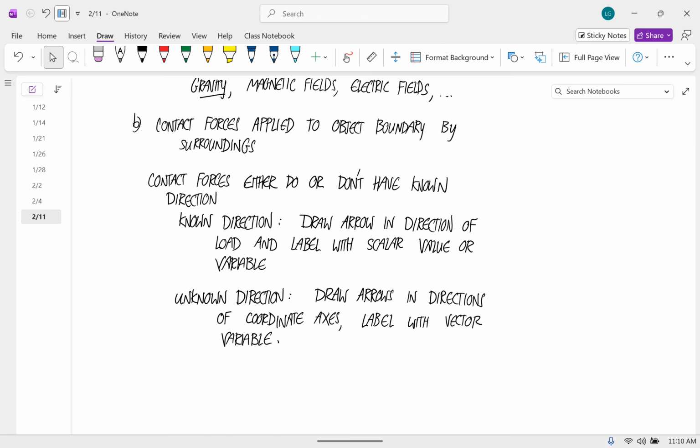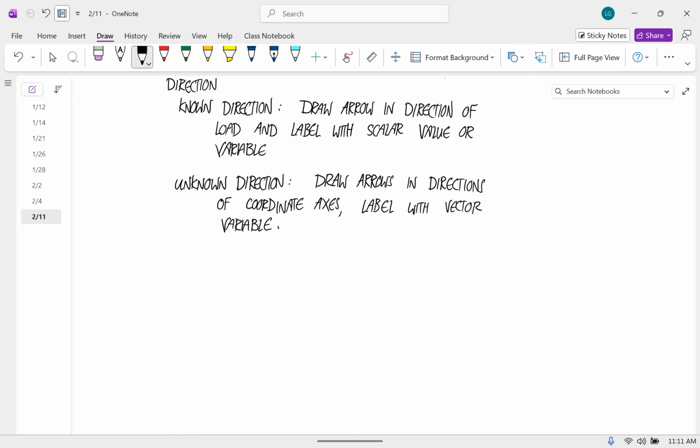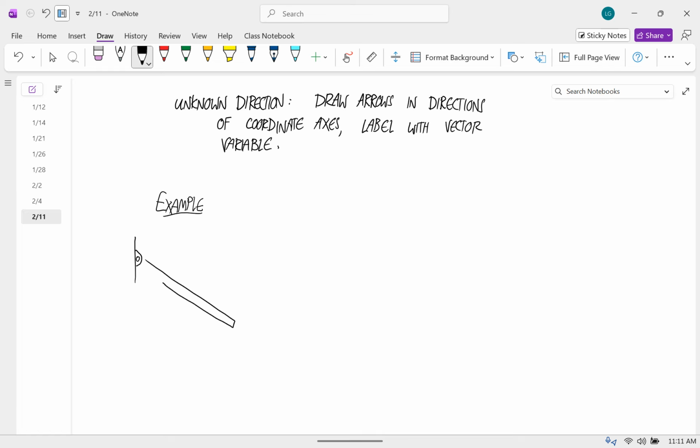So then, could you draw a quick example of what it would look like if we don't know which way the vector points? Yeah. So there's a couple ways people do it. I'll show you the way I do it. So let's imagine something like this, where you have a body that's attached to the wall by a pin.